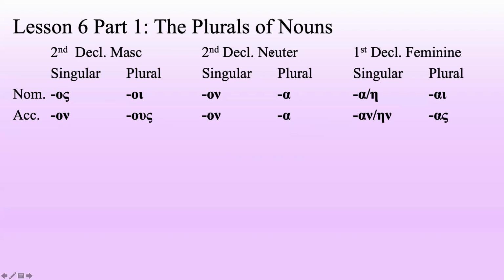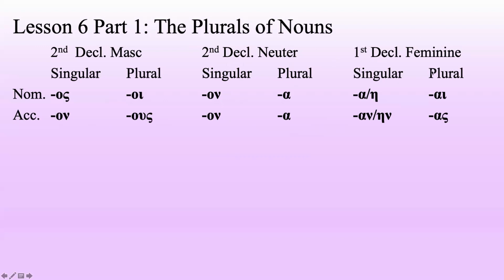In the second declension neuter, now remember, the nominative and accusative are always the same in the neuter. You can see that the singular and plural are different, but the nominative and accusative in the singular are the same, and the nominative and the accusative in the plural are the same. So the neuter singular nominative is on, and the neuter singular accusative is on. Neuter plural nominative is a, neuter plural accusative is a, and that's all for second declension neuters. We will find some third declension neuters in Greek too.